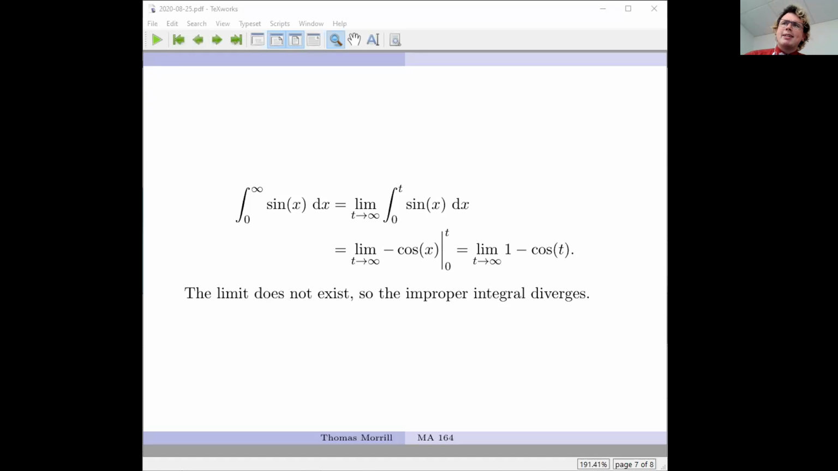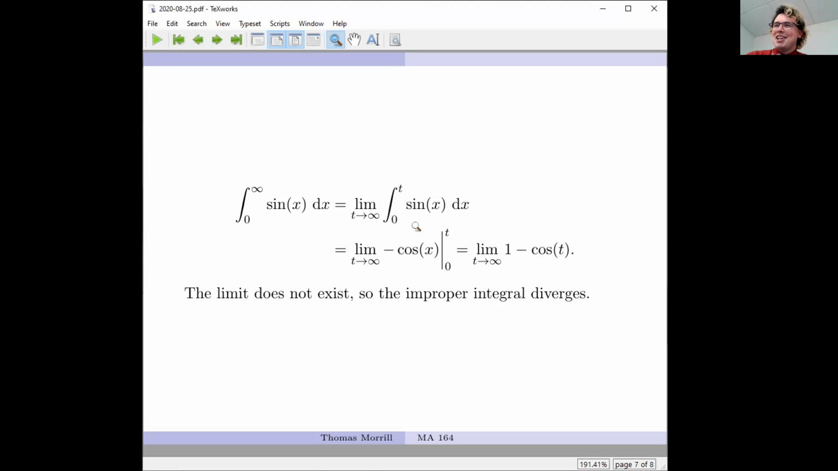So what I'm trying to calculate here, again, is the integral from 0 to infinity of the sine function in x dx. So the first thing I do is I set up my limit. I introduce a new variable t. I'm going to integrate from 0 to t sine of x dx. T is just some real number. This lets me do the fundamental theorem of calculus.